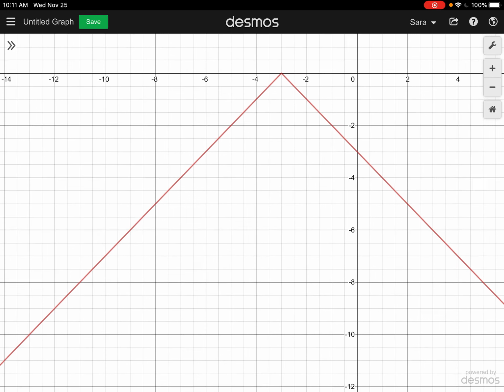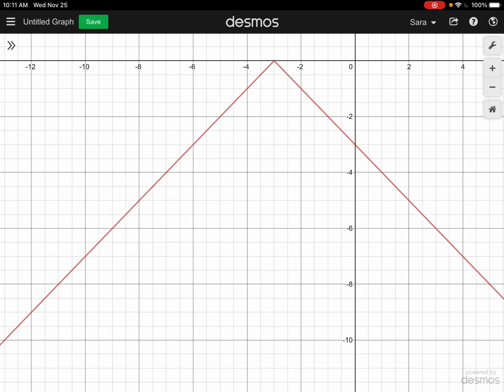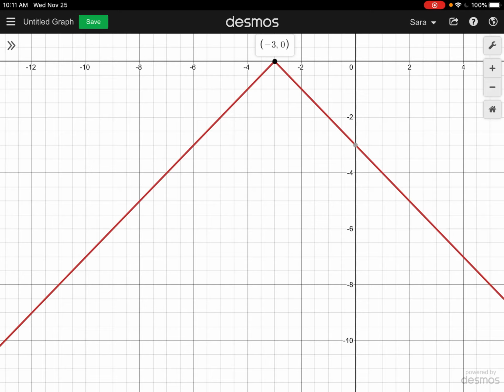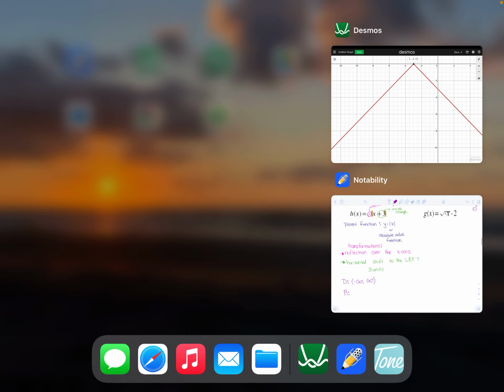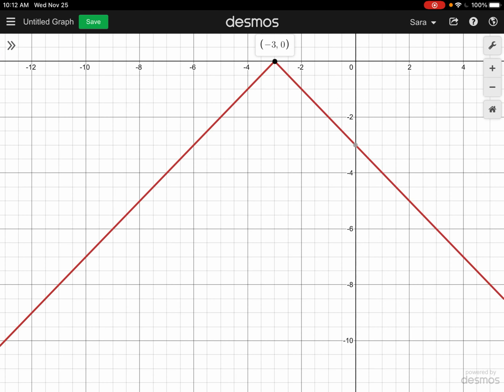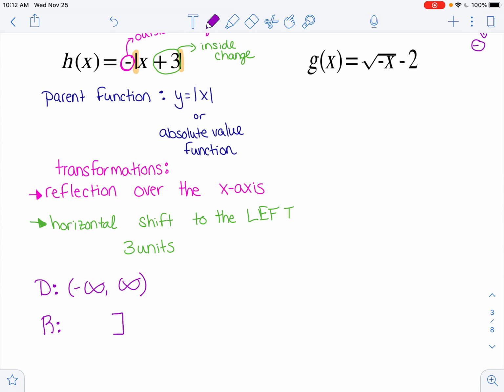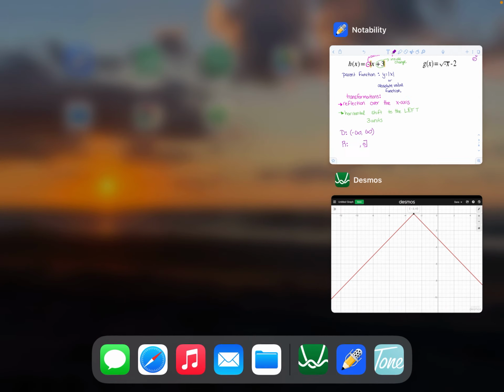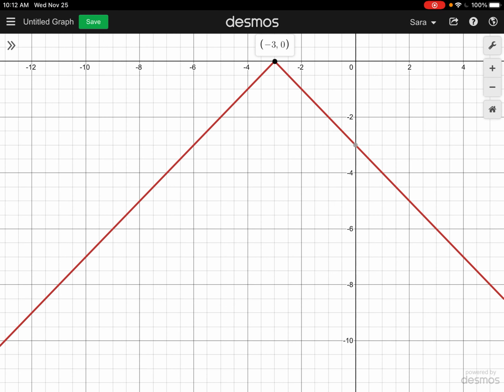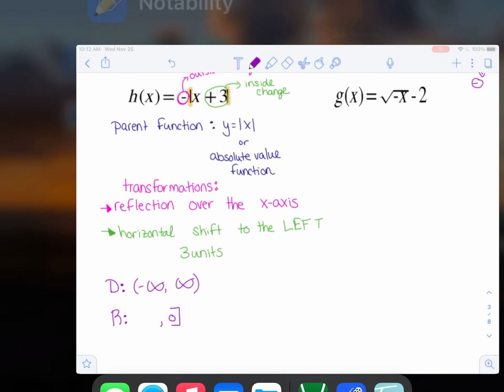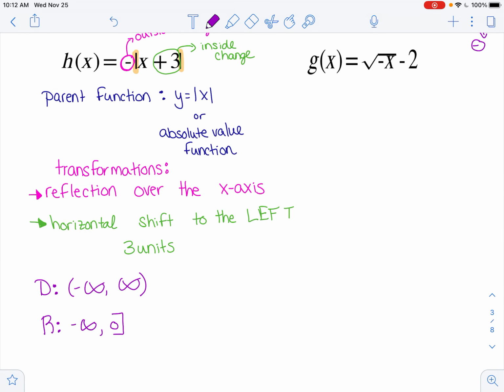If I go bottom to top, that's how I read the range, bottom to top. It stops at this point. That is the highest point. So the end point of my range is going to be 0, right? The range is the y value. So my y value there is 0. So my range is going to stop at that 0 value. And since it is going down forever, it's going to come from negative infinity.